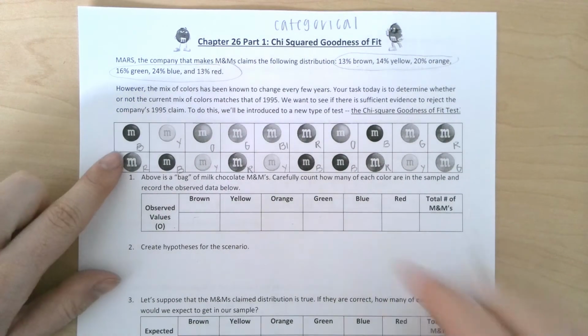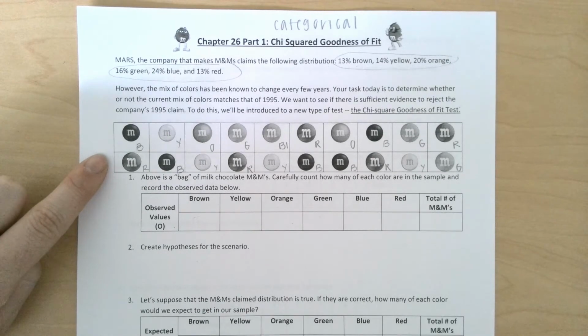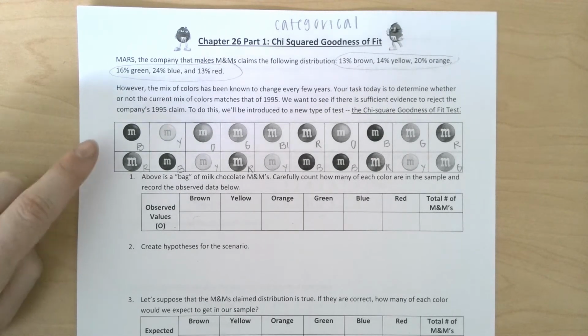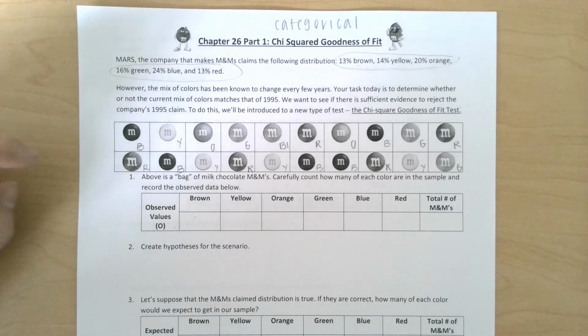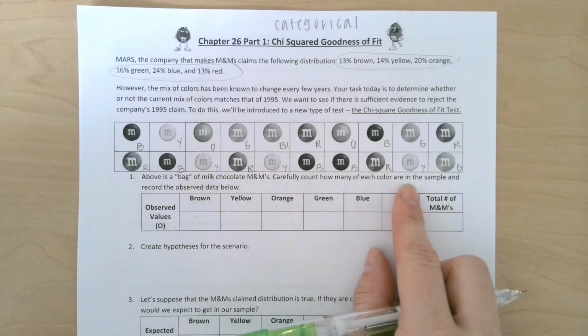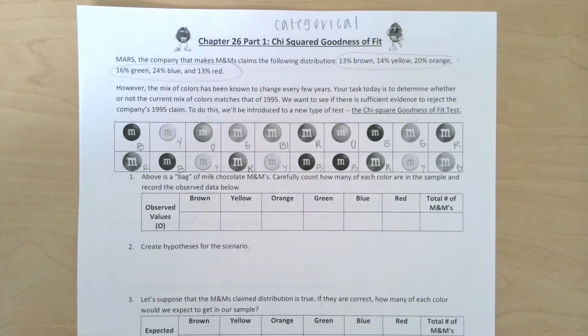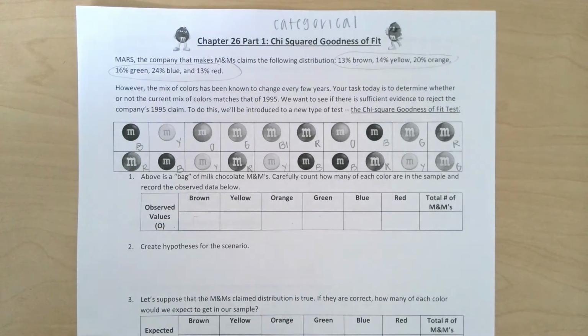Okay, so here's our bag of M&Ms. I apologize, I didn't think to print this in color. If you look at Canvas, you can see a screenshot of this bag of M&Ms to look at your colors more clearly. I did go through and label them, so we're going to go through right now and just count how many of each color are in the sample. This is called our observed values. It's what we are observing to happen in our sample.